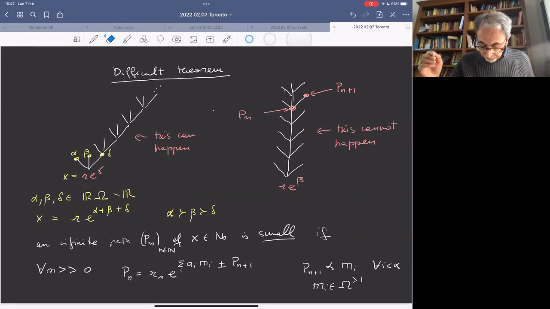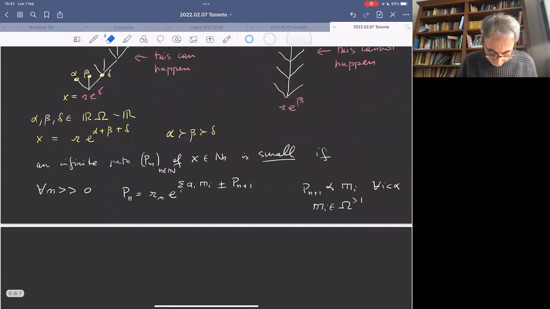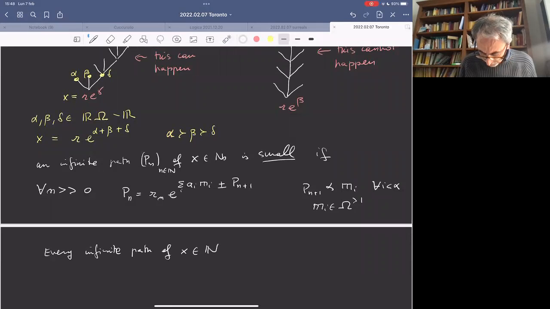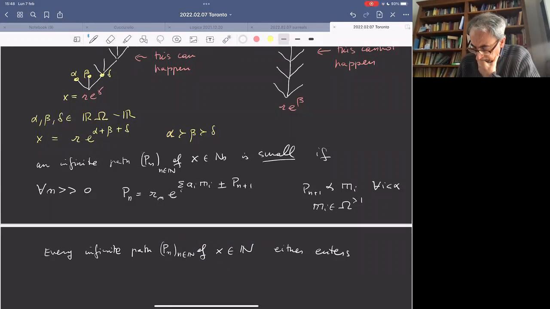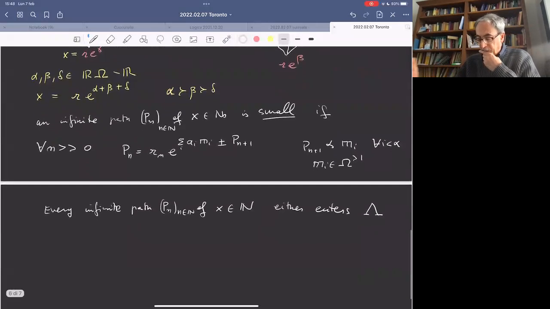Sorry, I said it wrong. So the theorem says every infinite path of x, let's call it Pn, either enters the log-atomic numbers, so either encounters a log-atomic number, or it is a small path.